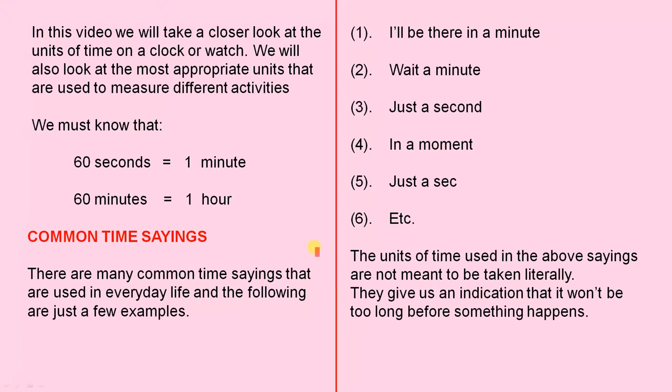Some common sayings. There are many common time sayings that are used in everyday life, and the following are just a few examples. We might say, I'll be there in a minute, wait a minute, just a second, in a moment, just a sec, etc. The units of time used in the above sayings are not meant to be taken literally. They give us an indication that it won't be too long before something happens.